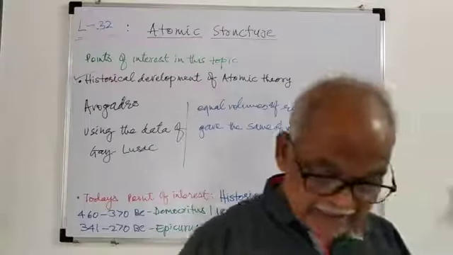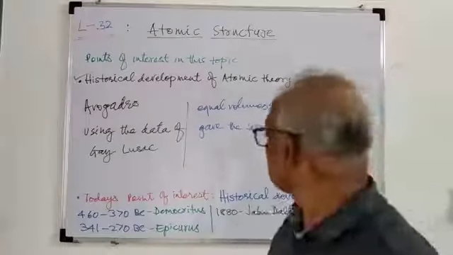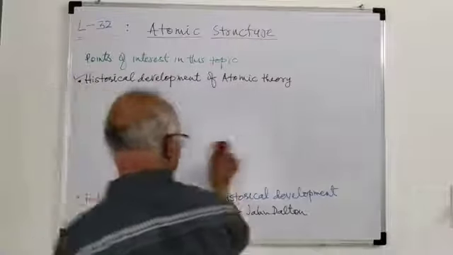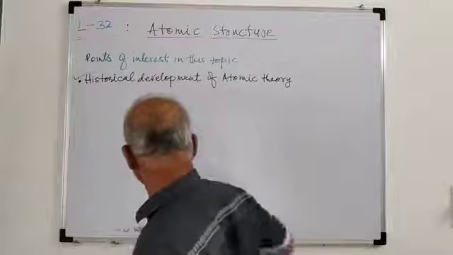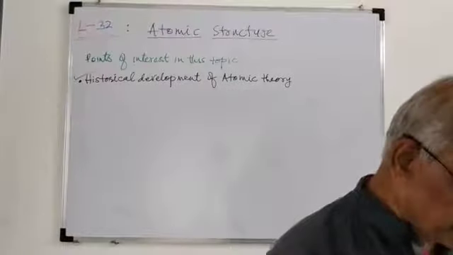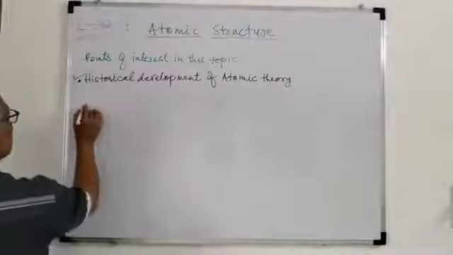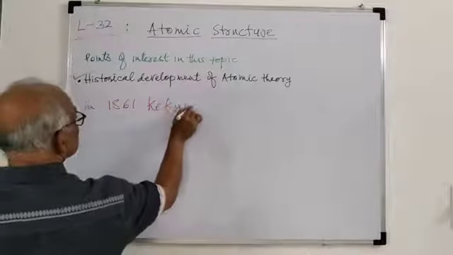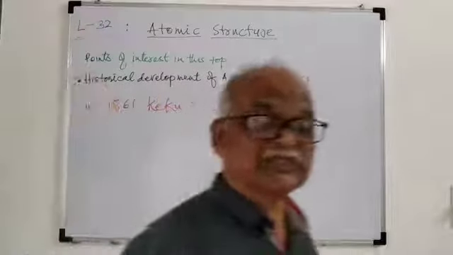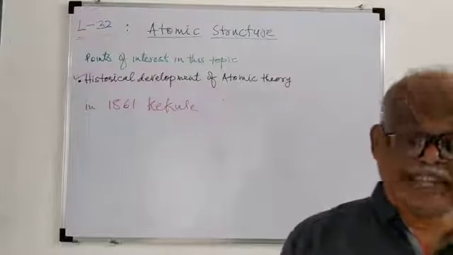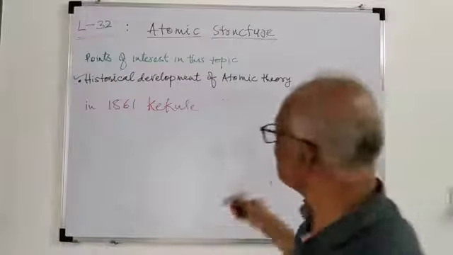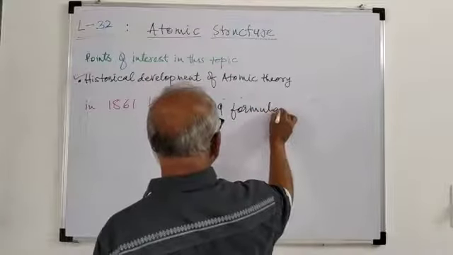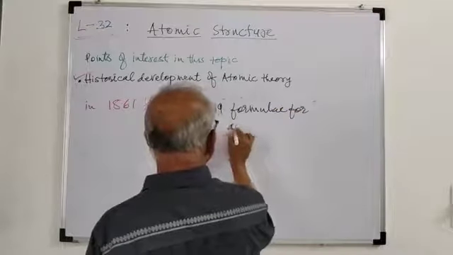Later, in 1861, another scientist, Kekulé, proposed 19 formulae for acetic acid.